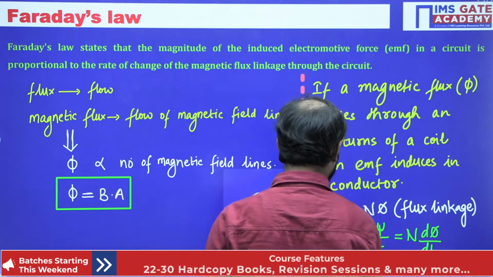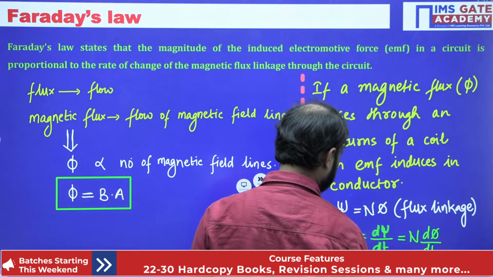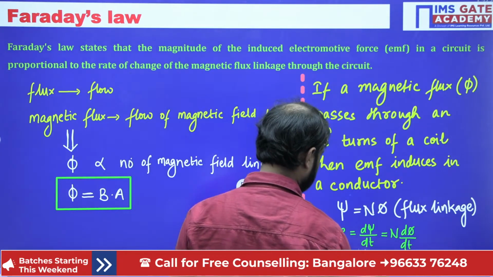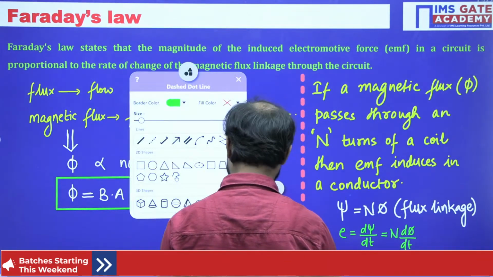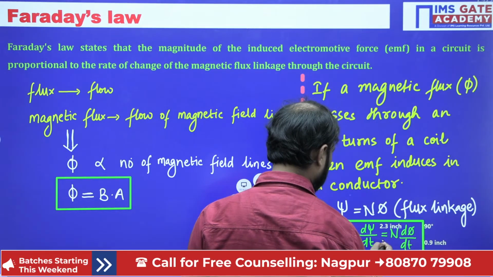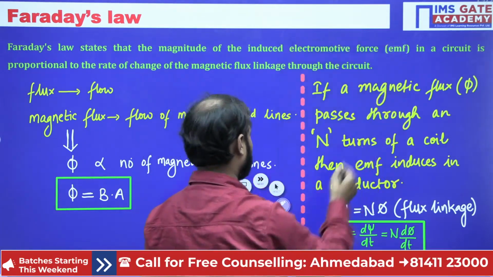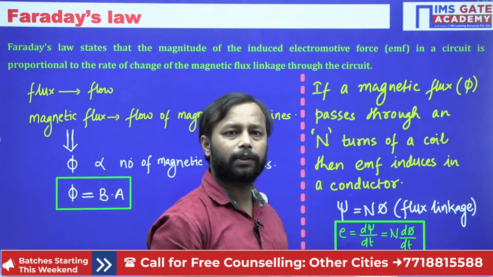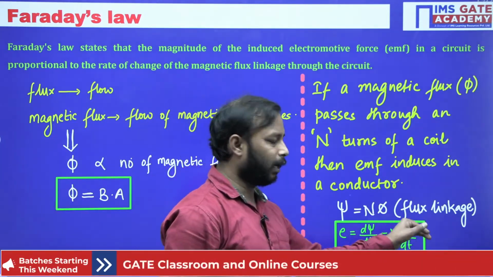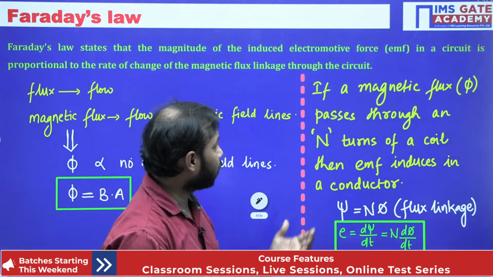Let me reduce the font size. Okay, I hope this is visible. So E equal to d psi by dt, which is equal to N d phi by dt. Just place psi here and you will get this expression. Now this is Faraday's law.